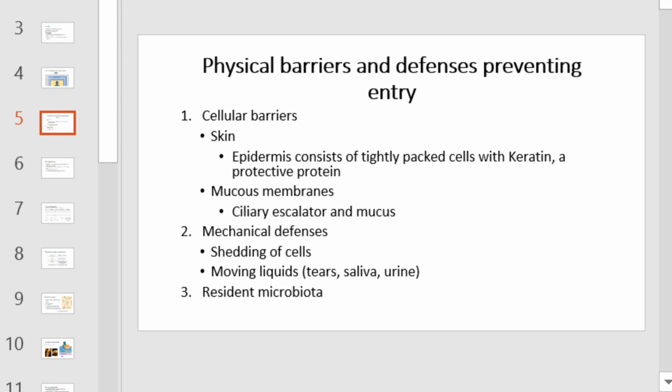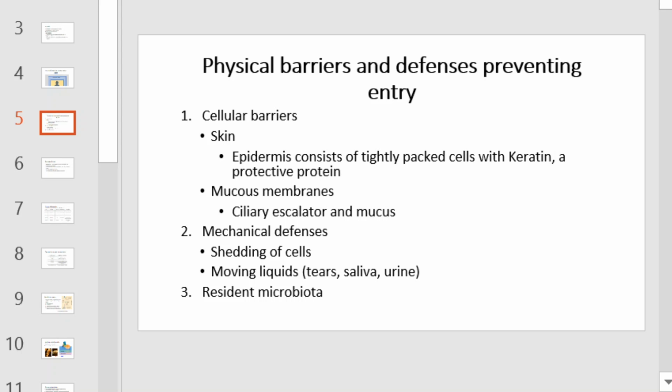Mucous membranes. Mucous membranes line all of the necessary openings to the skin. There, cells produce mucus, and ciliary escalators move that mucus to a place where pathogens and the mucus itself can be processed, such as the digestive system.